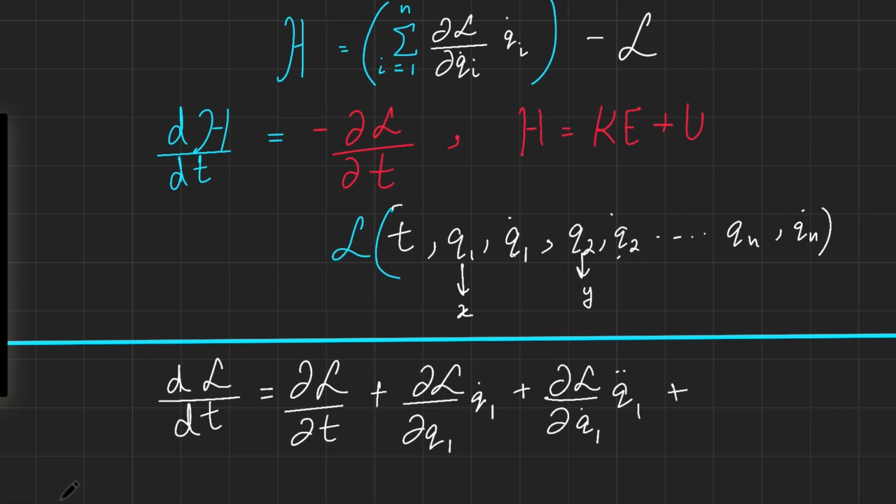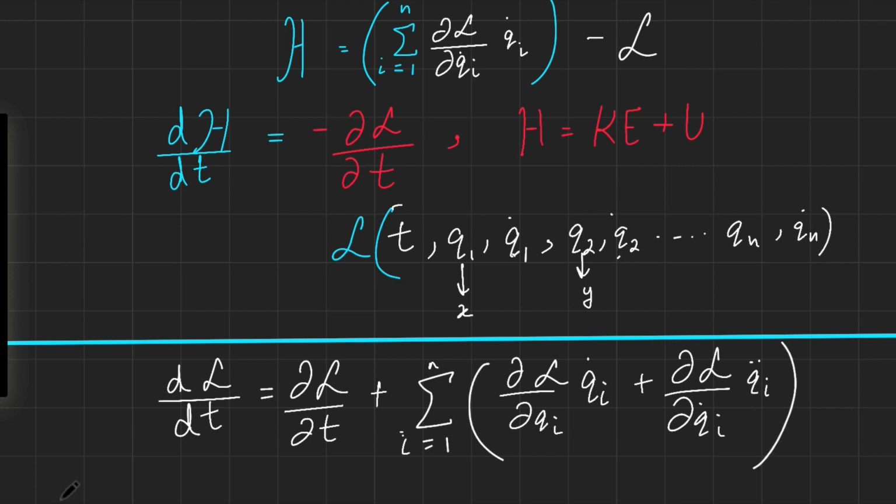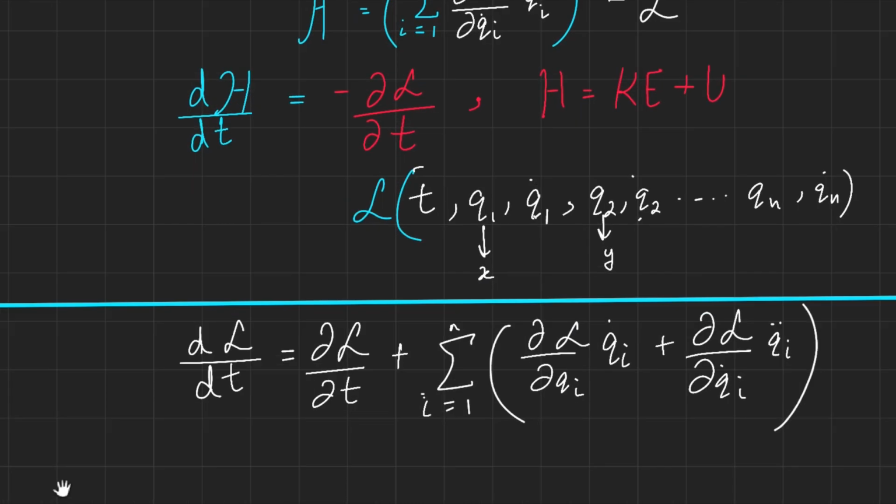And you do the same thing for each parameter, and you can actually write this quite compactly in summation notation. That would turn out to be the sum from i equals 1 to n of partial L over partial qi times qi dot plus partial L over partial qi dot times qi double dot. And you can see that that is exactly what we had, just in summation notation, so that it goes for all the parameters.